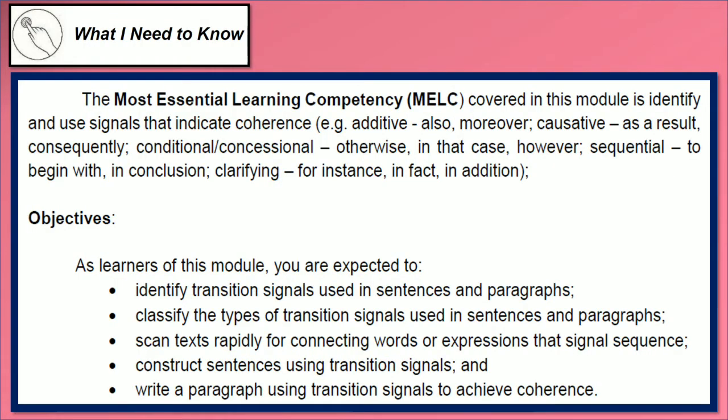You will be learning in this module how to identify transition signals used in sentences and paragraphs, and classify the types of transition signals used in sentences and paragraphs. You can also scan text rapidly for connecting words or expressions that signal sequence, construct sentences using transition signals, and write a paragraph using transition signals to achieve coherence. So in order for you to do that, we need to learn this module better so that you can accomplish everything that is expected of you at the end of this module. So what are you waiting for?